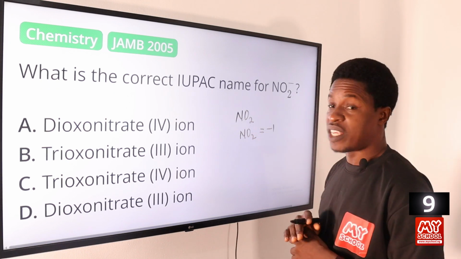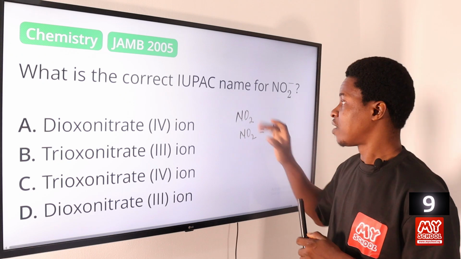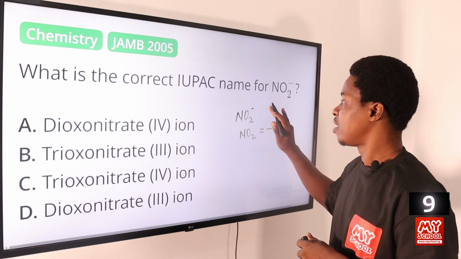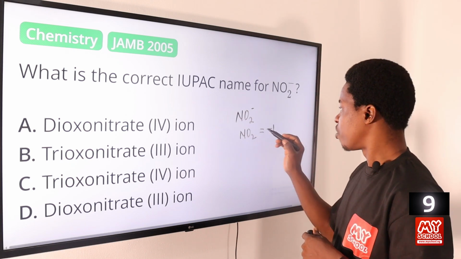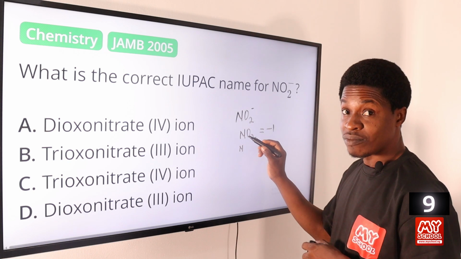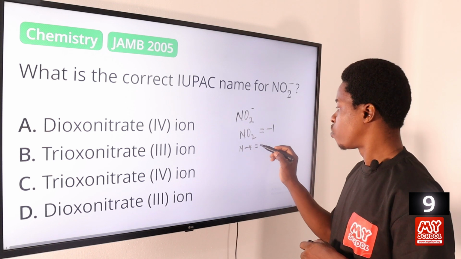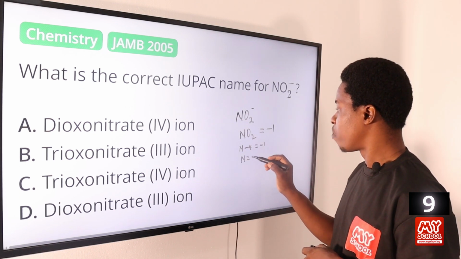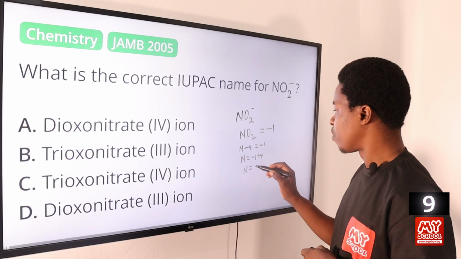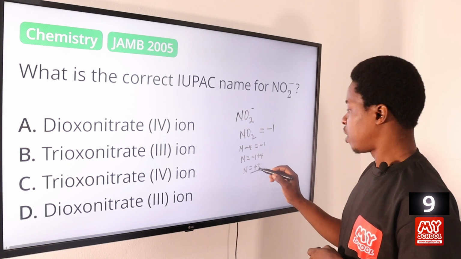If this were a compound that does not have a charge, this would have been equal to 0. But because we have a minus here, which is -1, you equate it to -1. So nitrogen here, of course, oxygen is -2. Valency -2 times 2 gives us -4, and N plus -4 is equal to -1. So N is equal to -1, move this, it becomes +4. So N is actually equal to +3. In other words, this is nitrogen 3.